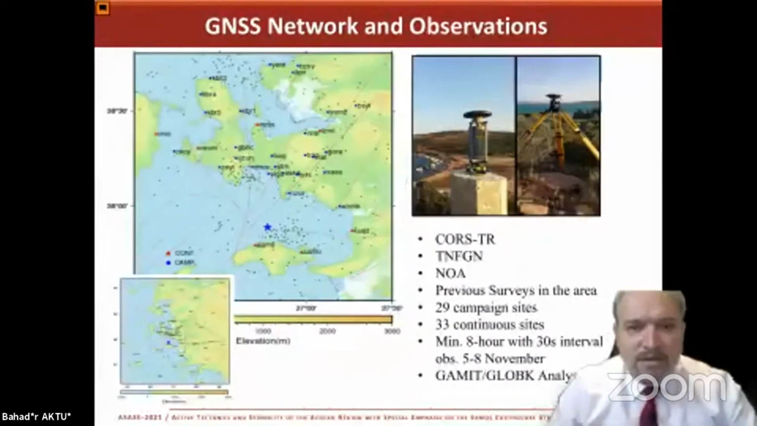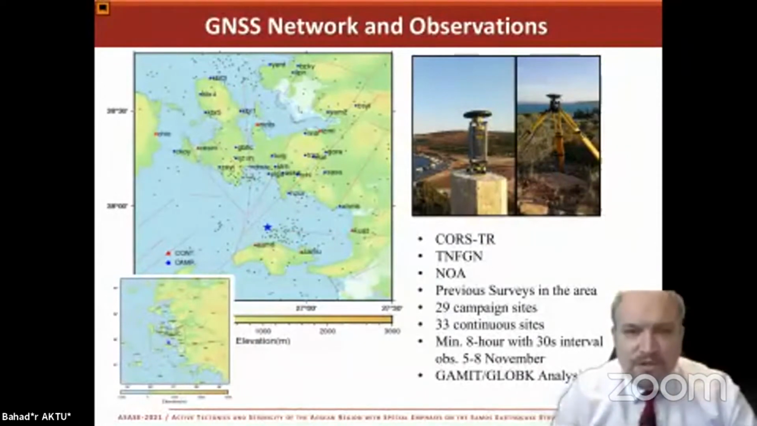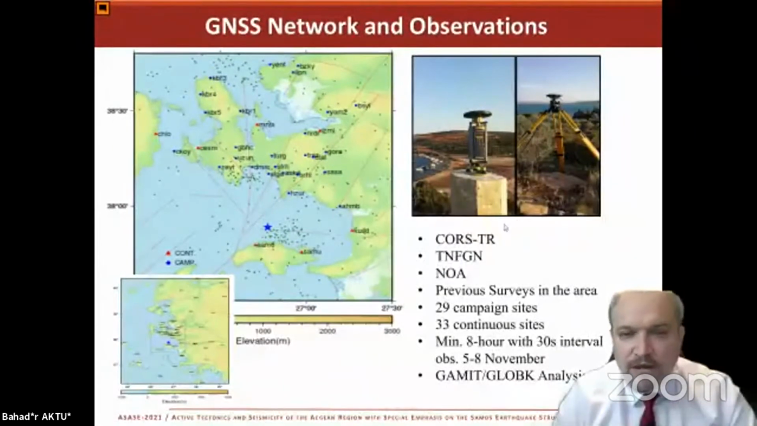And these are the sites we used for collecting observations. We have both continuous and campaign type sites, and CORS-TR, which is a national continuous GNSS infrastructure, and the Turkish National Fundamental GPS Network. This is not a continuous network, but it is the first order network of Turkey, providing very precise, stable monumentation and historical records. It goes back to 1997, and these are just simple sample pictures.